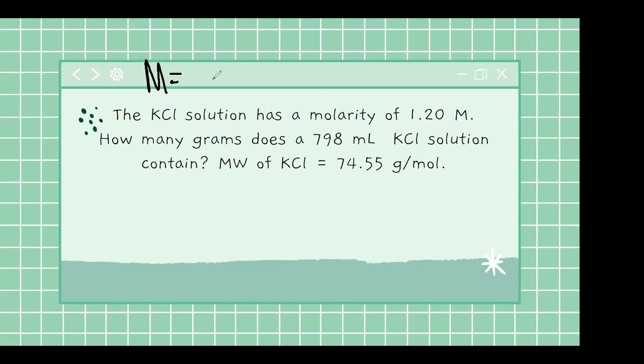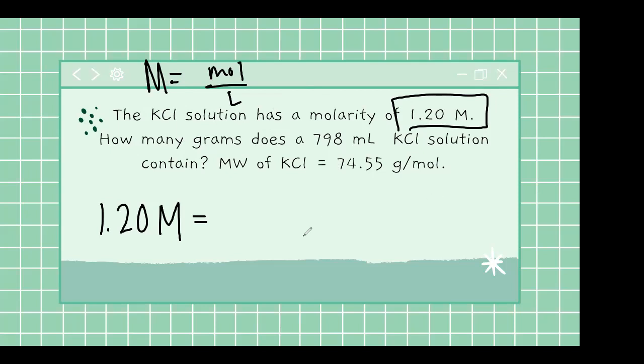Given the molarity equals moles over liters, I'm just gonna shorthand it like this. So we have the molarity given to us, right? 1.20 molarity equals, I could shortcut this and be like, oh, this is the liters, right? This is the volume. However, do you see something that we have to do before plugging it into the equation?